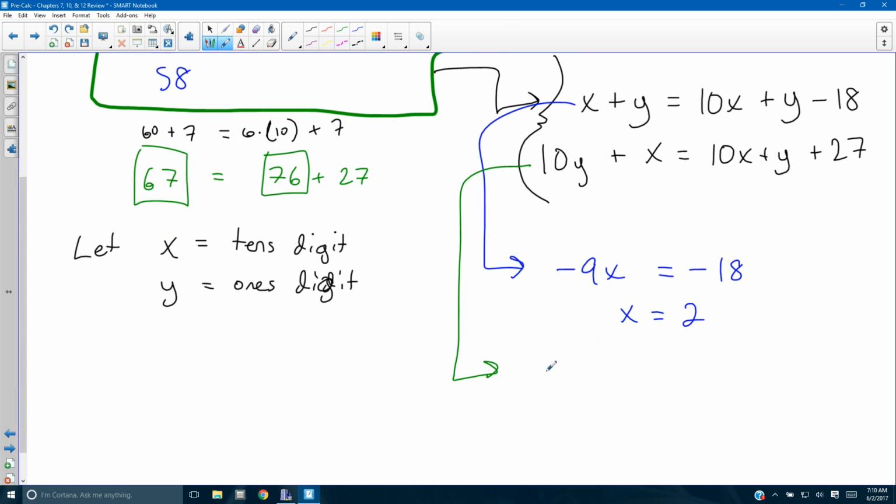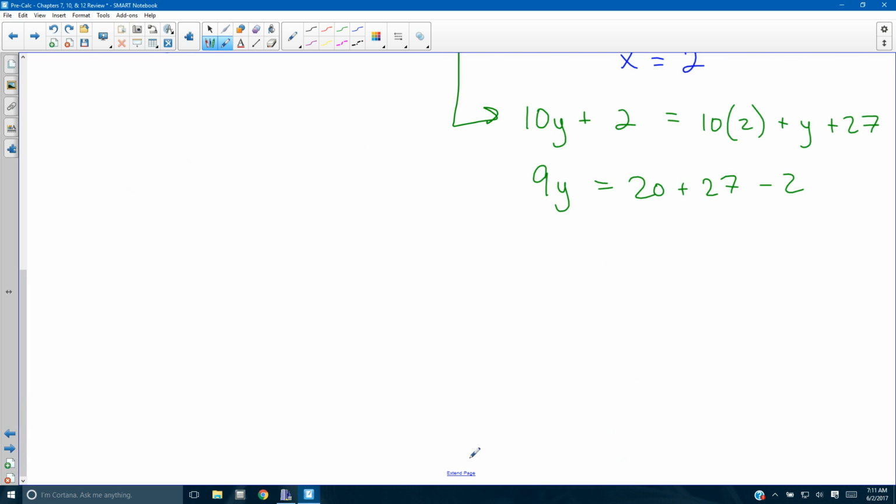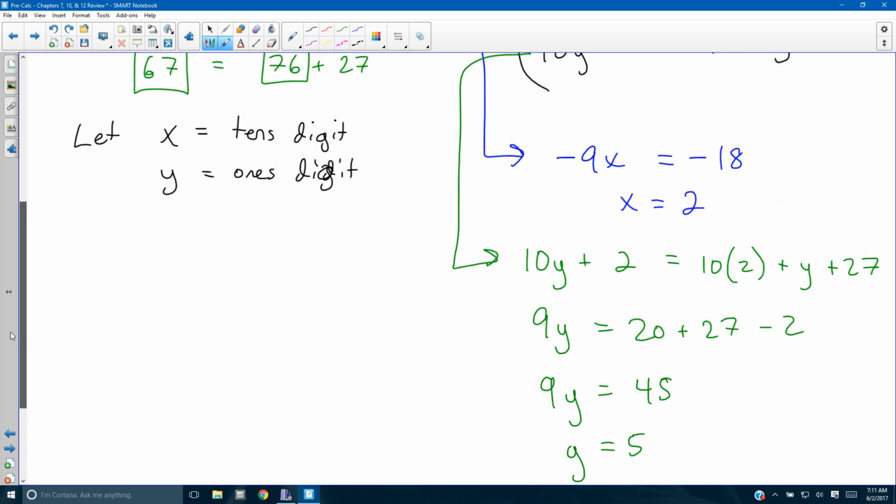Solve for y now. Let's just write it from the bottom equation here. 10y plus x equals 10x plus y plus 27. So subtract y. Let's do that. 9y. Let's subtract this 2 on this side. 20 plus 27 minus 2. So 9y, and this better be a one-digit value. If these were two-digit values, that would be a problem. 9y equals 47 minus 2, which is 45. y equals 5.